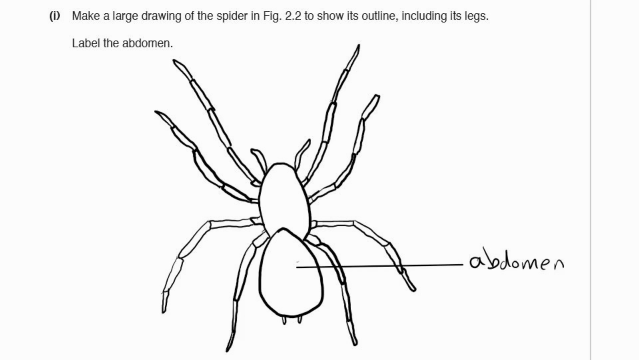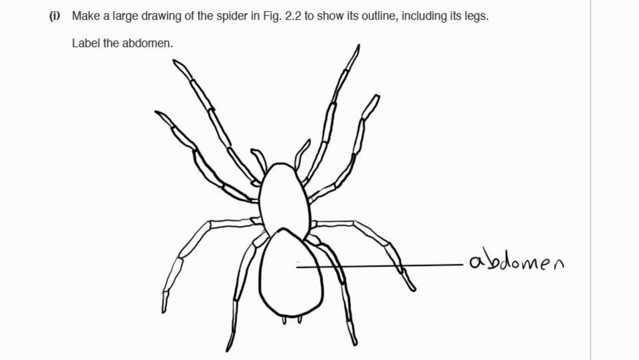You want it to occupy at least half of the space provided. It must be at least 75 millimeters in length. I don't know how long this is. For the detail, you need to make sure 2 body parts and 2 chelicerae or 2 spinnerets are included. So basically you draw what you see. They're part of the outline.